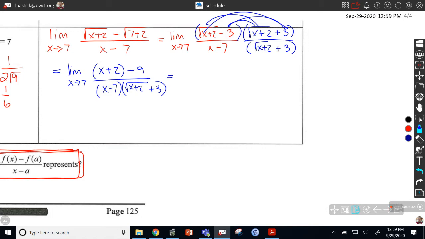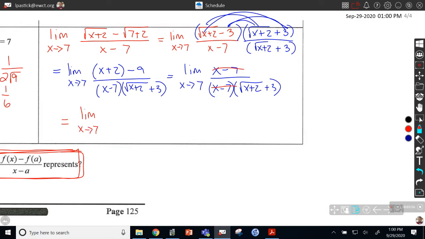And now we've got the limit as x approaches 7 of x minus 7 over x minus 7 times the quantity root x plus 2 plus 3. We know here that the x minus 7s will cancel out, giving us the limit as x approaches 7 of 1 over, all that good stuff, root x plus 2 plus 3. Then we plug in 7 and we get 1 over the square root of 9 plus 3, so 3 plus 3, which is 1/6.